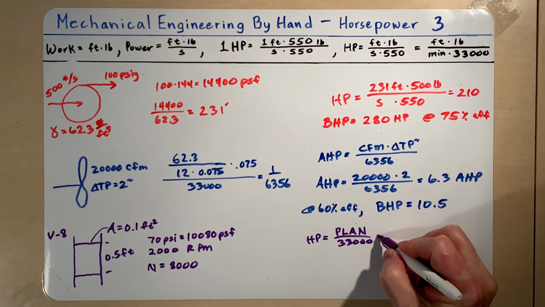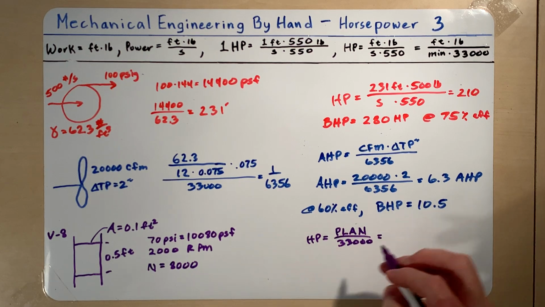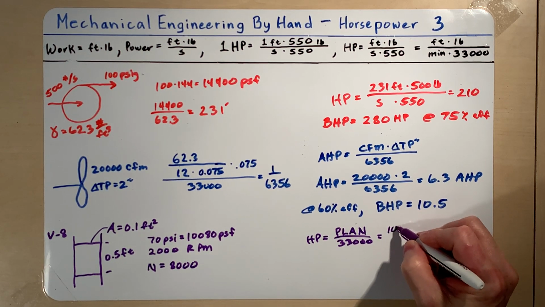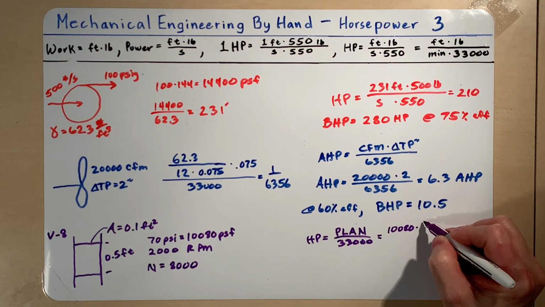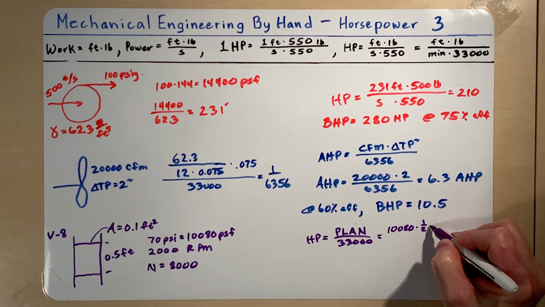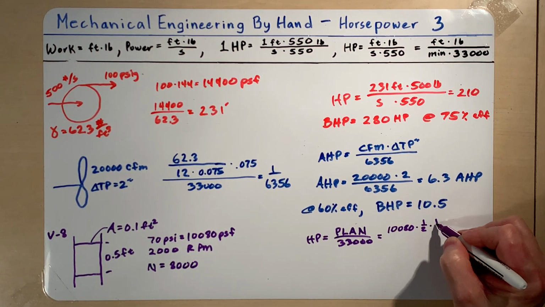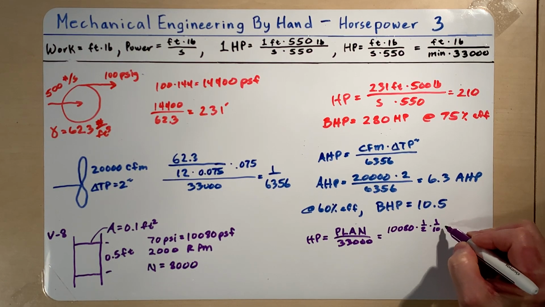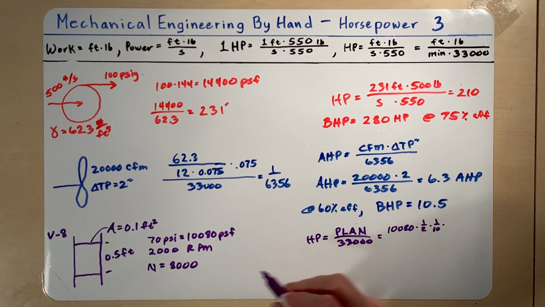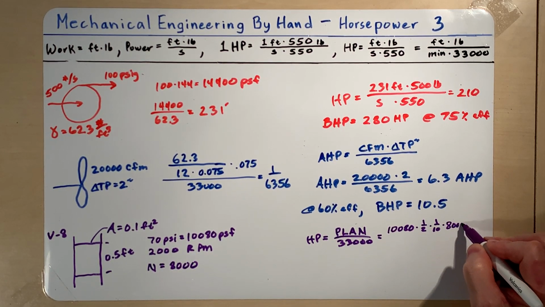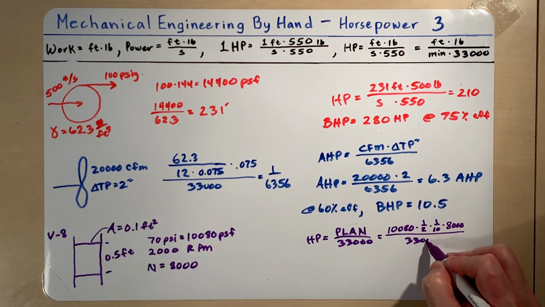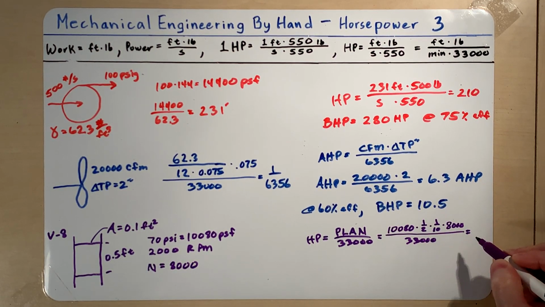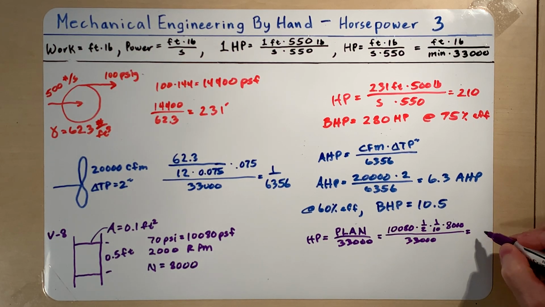Okay, so let's plug in our numbers. We have 10,080 times 1/2 of a foot times the area, 1/10 of a foot squared, times 8,000 over 33,000, and that equals 122 horsepower.